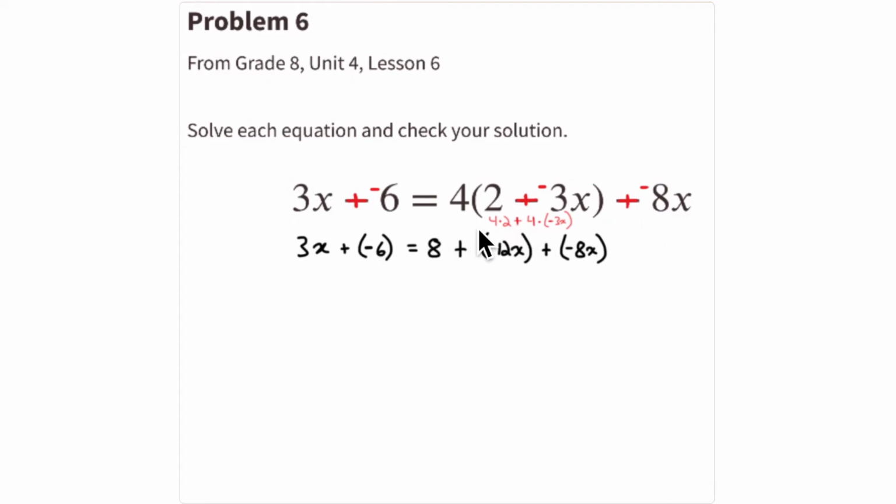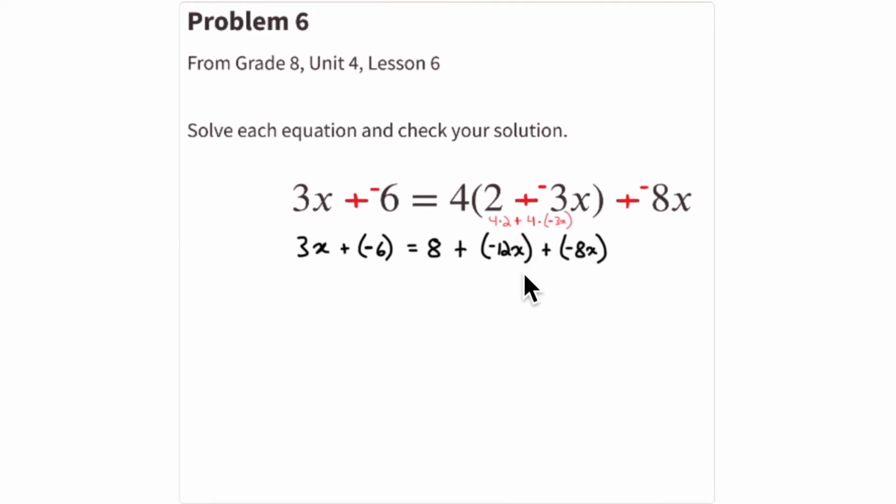So I'm just going to go through and use the distributive property. So 4 times 2, I wrote that right here. 4 times a negative 3. So it helps make sure that I'm writing down the proper sign of this term. So this is 4 times a negative 3x, which is a negative 12x. So down here you have 3x plus negative 6 equals 8 plus negative 12x plus negative 8x.